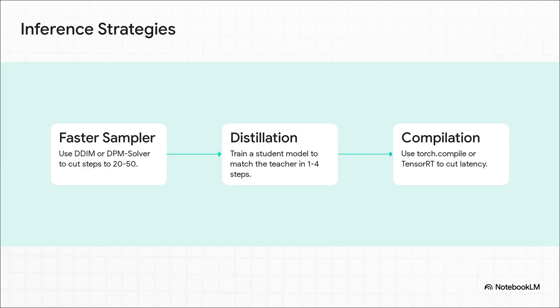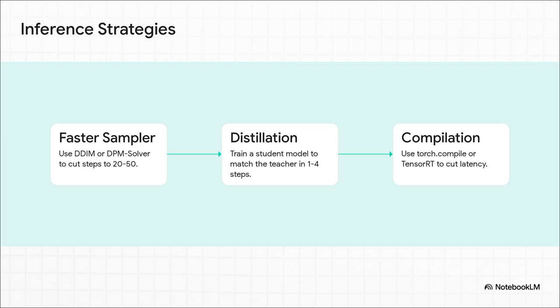To fix that major speed limit, engineers use a really clever 3-step optimization stack. Step 1. You change the math of the sampling loop. By swapping to a deterministic sampler like DDIM, you can skip steps entirely, cutting the process down from 1,000 steps to just 20 to 50. And you don't even have to retrain your model.